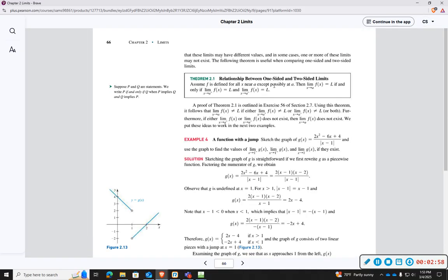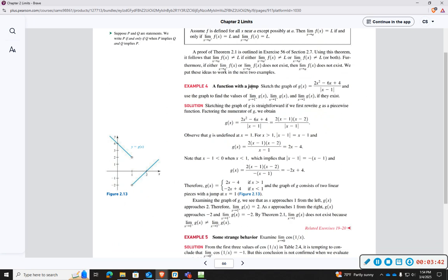So this goes over the relationship between one and two-sided limits. It says assume f is defined for all x near a except possibly at a. Then the limit of f of x as x approaches a equals L if and only if the limit of f of x as x approaches a from the right is equal to L, and the limit of f of x as x approaches a from the left is equal to L. So that means that both the left and the right side limit have to equal the same thing for that limit to exist.